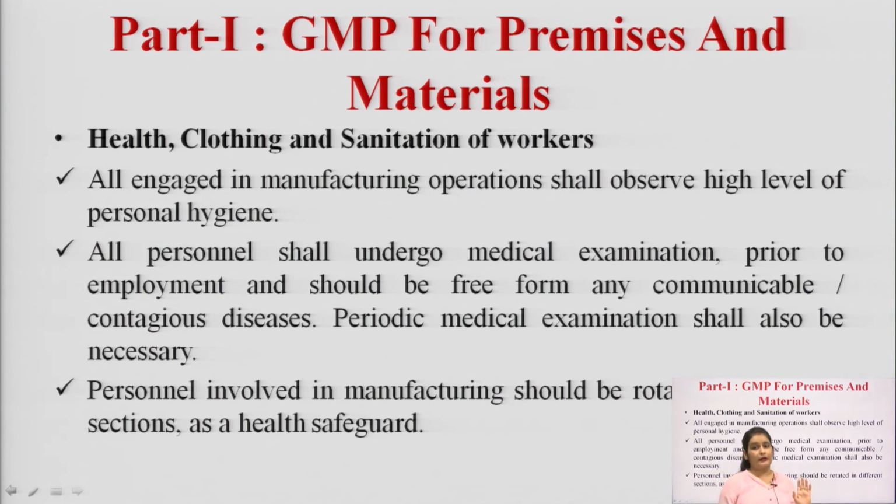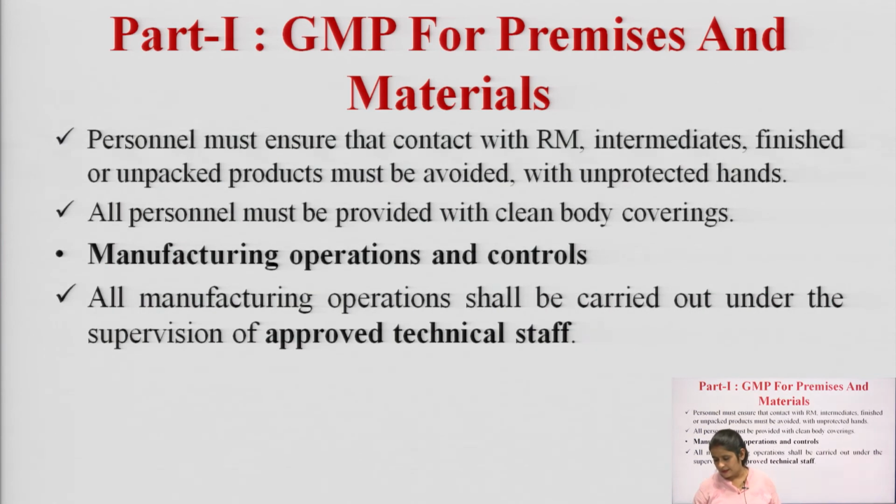Personnel involved in manufacturing should be rotated in different sections as a health safeguard. Suppose someone is working in the powder section, their lungs may be infected, so that personnel should be rotated to another section to maintain their health. Personnel must ensure that contact with raw materials, intermediates, finished or unpacked product is avoided with unprotected hands, and all personnel must be provided with clean body covering.